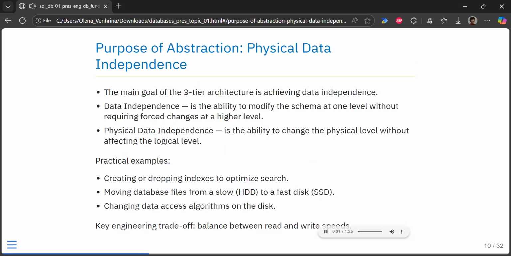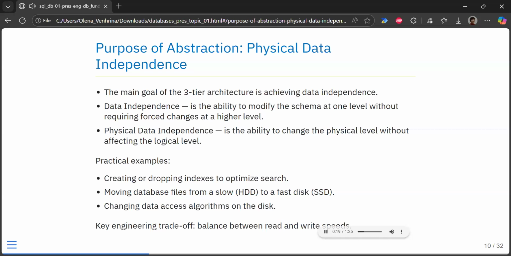So, why do we separate the process into these 3 levels at all? Conceptual, logical, and physical. Why this complication? The answer is one of the most important concepts in design: data independence. Simply put, we want to be able to change something at one level without breaking everything else.